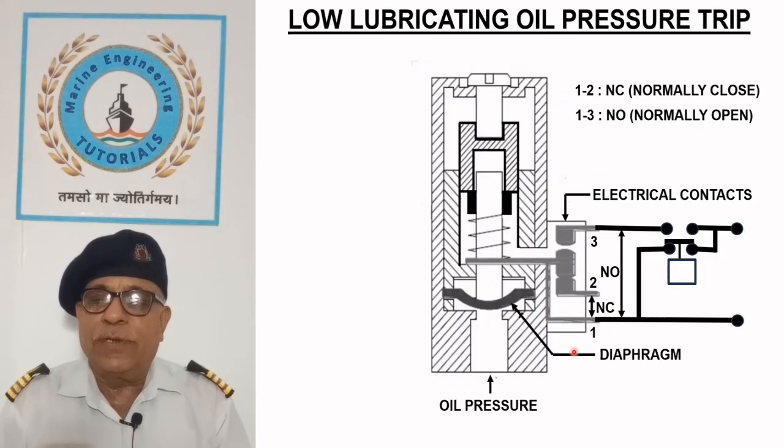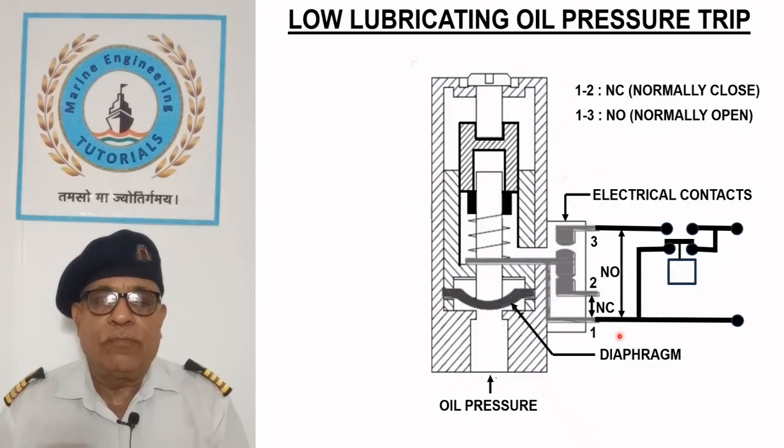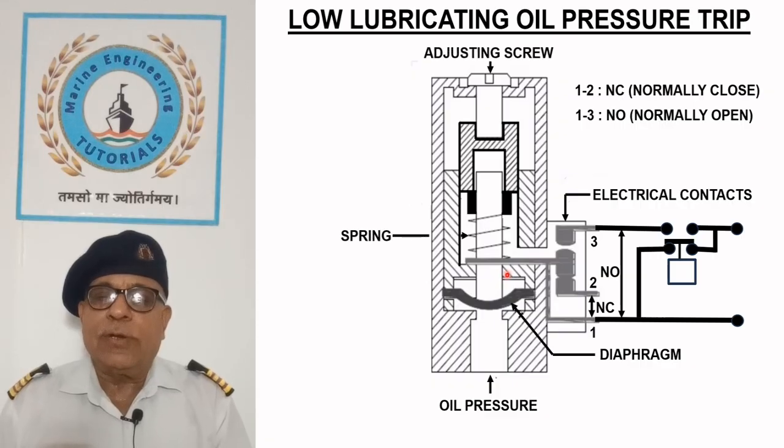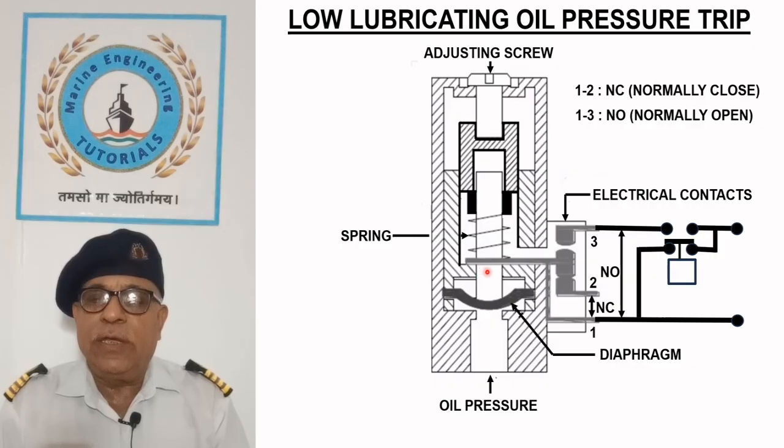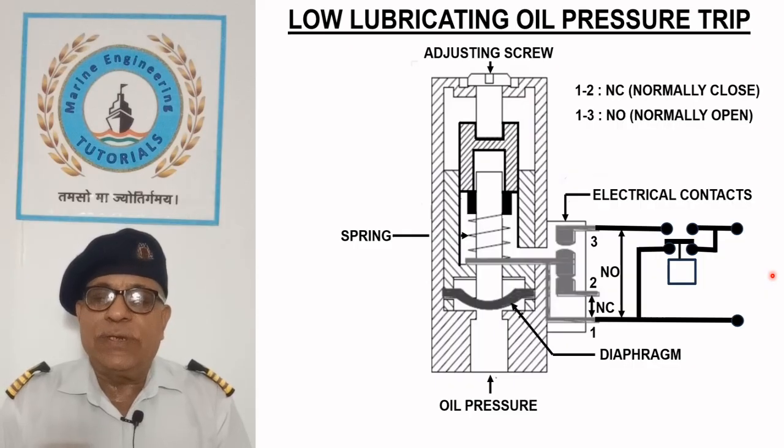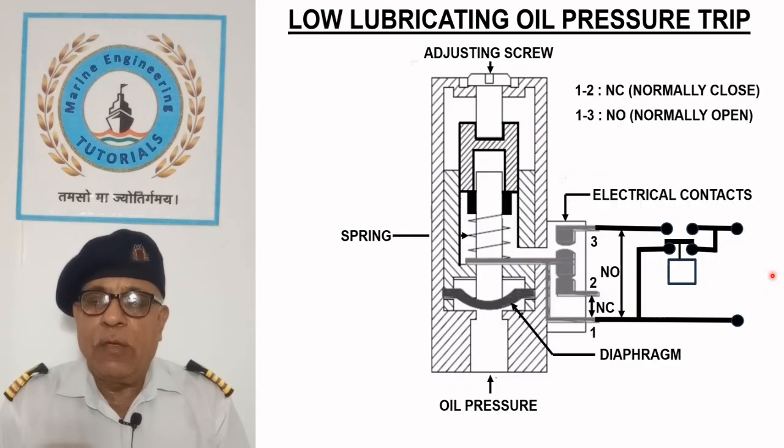Pressure switch consists of a diaphragm or bellows which moves under the oil pressure and makes or breaks the electrical contact. Pressure can be set by changing the spring force with the help of adjusting screw. Compressor's usual lubricating oil pressure is between 2 to 3 bar. Pressure switch is set to trip the compressor when lubricating oil pressure drops to 1 bar.